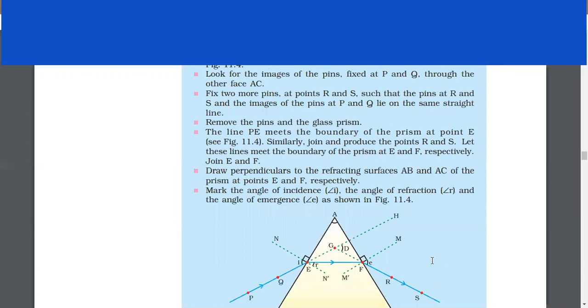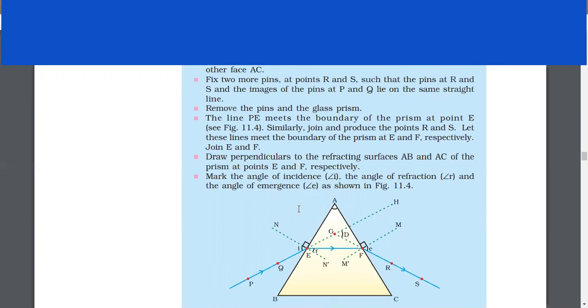Fix 2 more pins at points R and S such that the pins at R and S and the images of the pins at P and Q lie on the same straight line. Remove the pins and the glass prism. The line PE meets the boundary of the prism at point E. Similarly, join and produce the points R and S. Let these lines meet the boundary of the prism at E and F respectively. Join E and F.